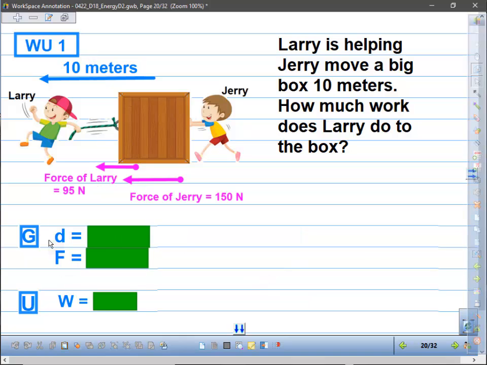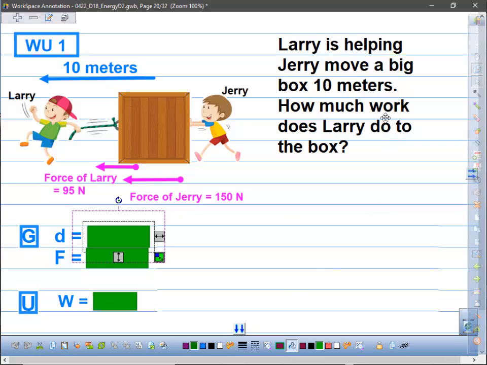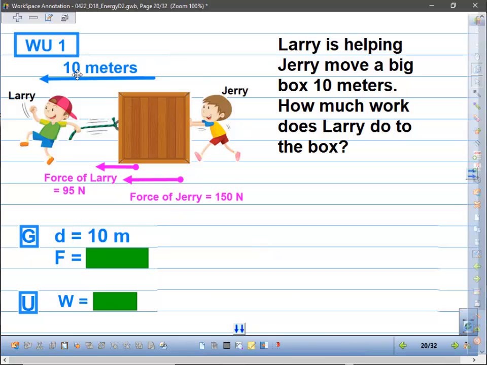Here's our setup. First G, the givens. Look at our word problem. What 2 things are we given? We're given distance and force. What is the distance of our object? The object is the box. The distance is what? 10 meters. The box is being moved 10 meters.